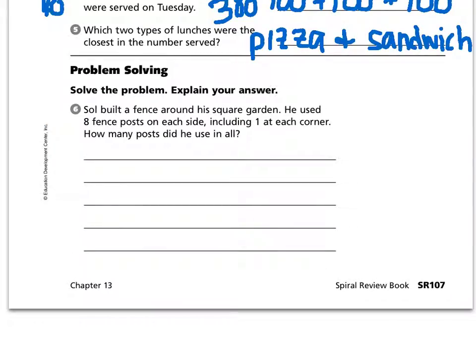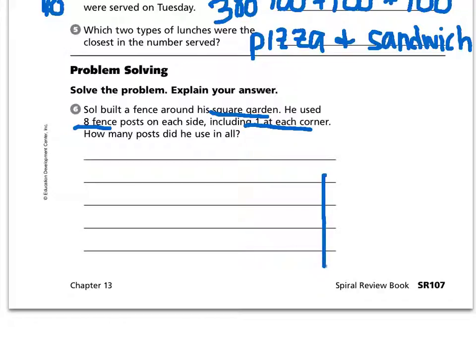Let's look at problem solving. Solve the problem, explain your answer. Saul built a fence around his square garden. Keep that in mind that it's square. He used 8 fence posts on each side, including 1 at each corner. How many posts did he use in all?